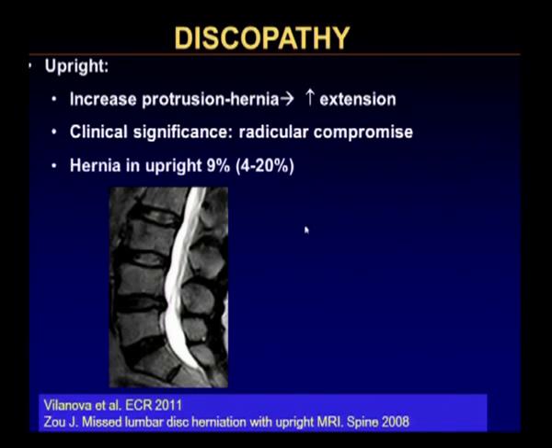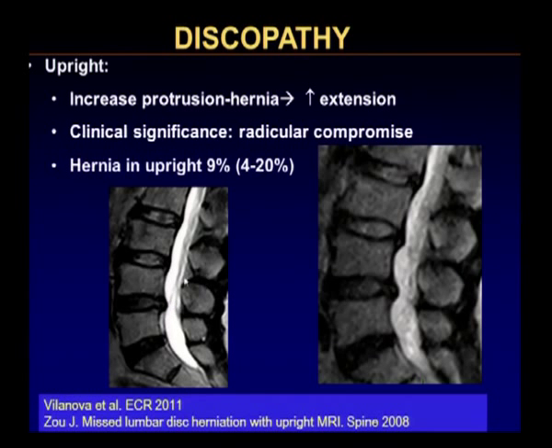As we have seen in our experience, there is a change from a normal disc to protrusions, herniations, and higher extensions. The literature has shown a 9% presence of herniation with a loaded examination, with a range between 4 and 20. Here we have a specific example: a protrusion that we see in the unloaded position, but we can see increasing protrusions in the upper levels that are not seen in the supine position.